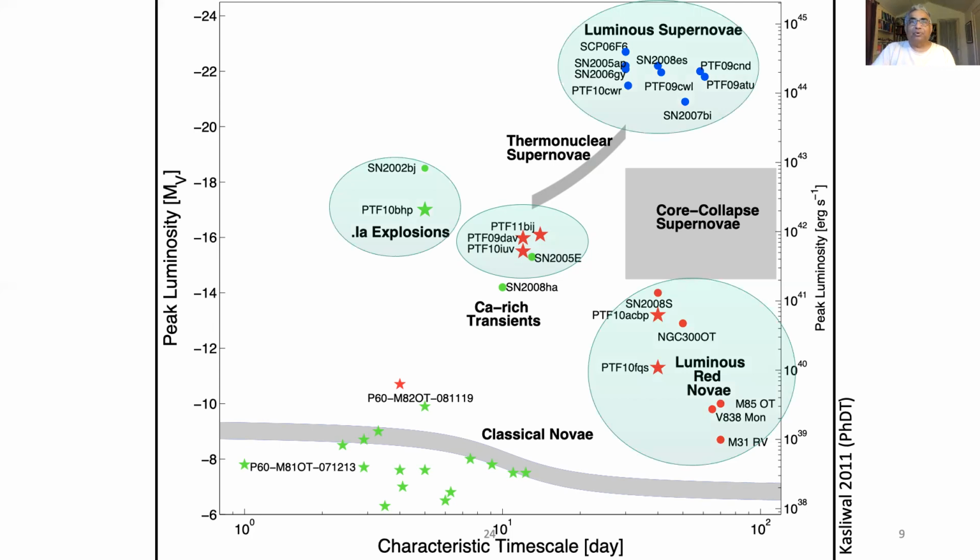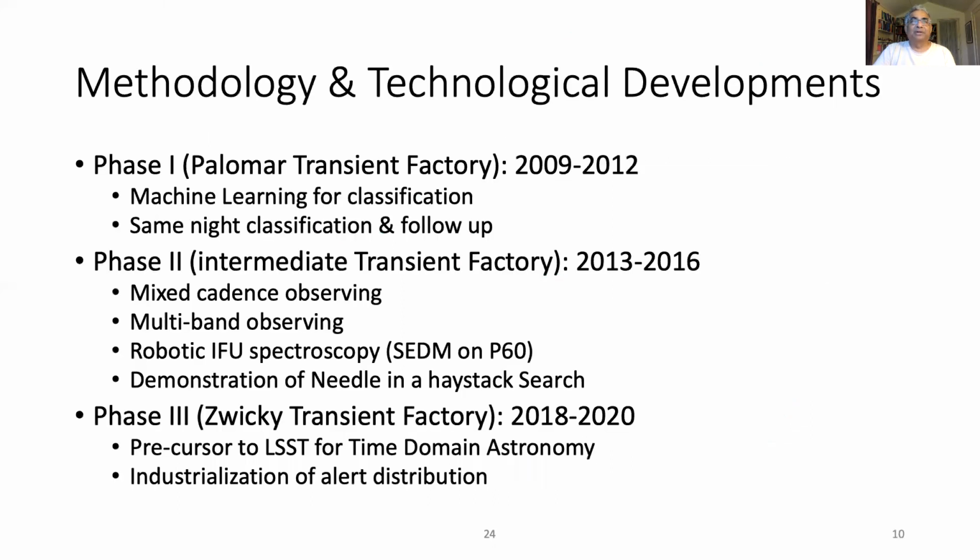Okay, so PTF began in 2009, and here we're in 2021, and I need to condense all this into a short time. So let me just go directly to the methodology and technological developments that made all this discovery possible. Remember, my thesis is build the gizmo, discoveries will happen because we have a rich universe to explore. In phase one, which is the classical Palomar Transient Factory, ran for 4 years, we were the first to implement machine learning in a massive way to determine candidates.